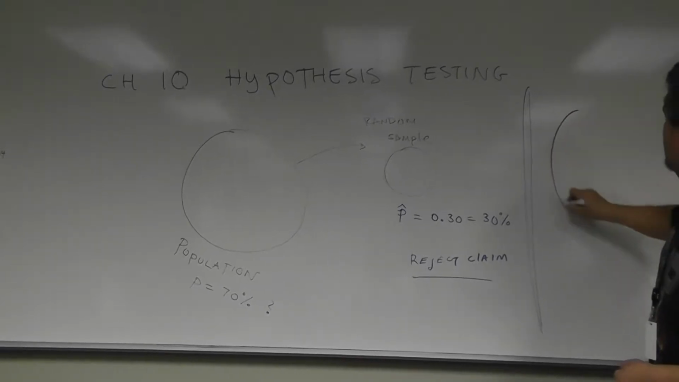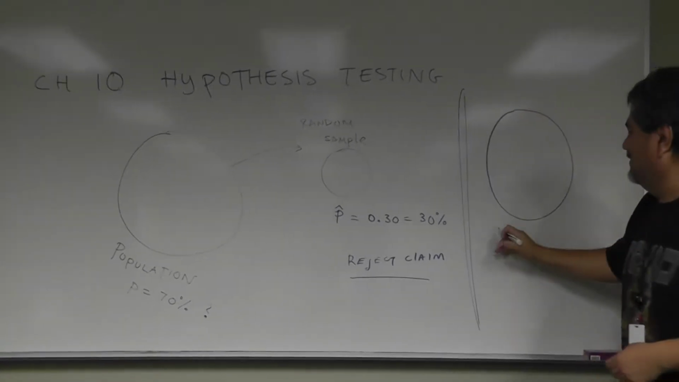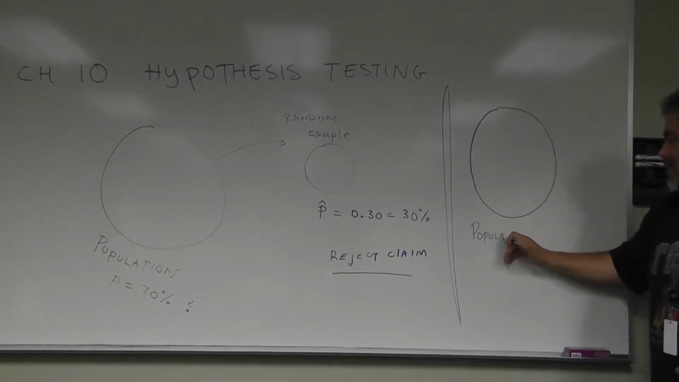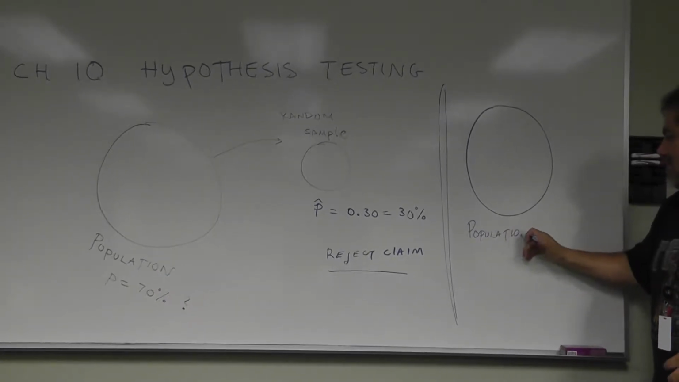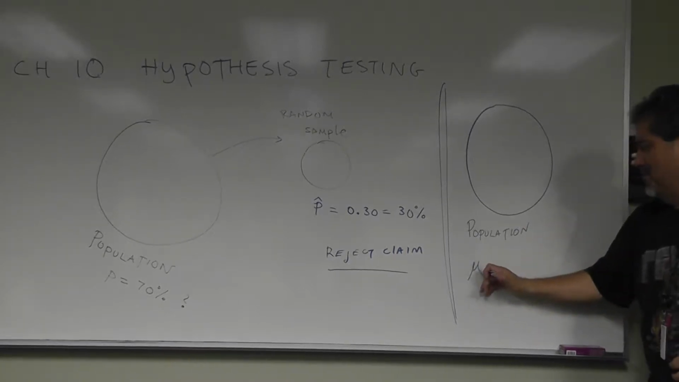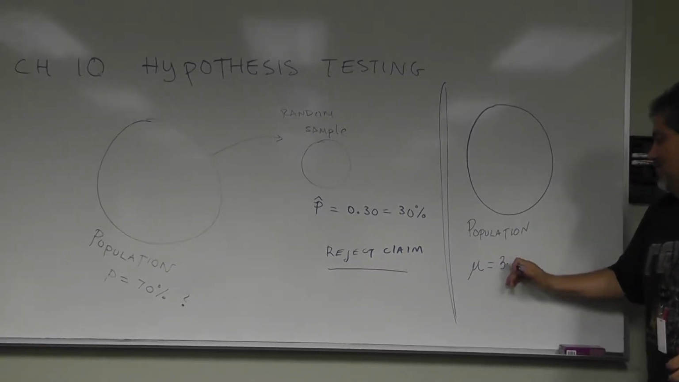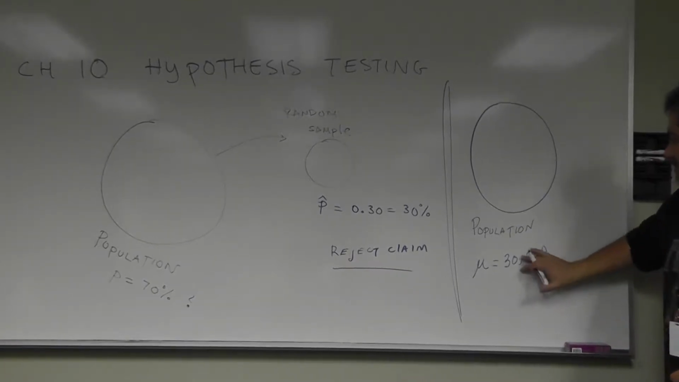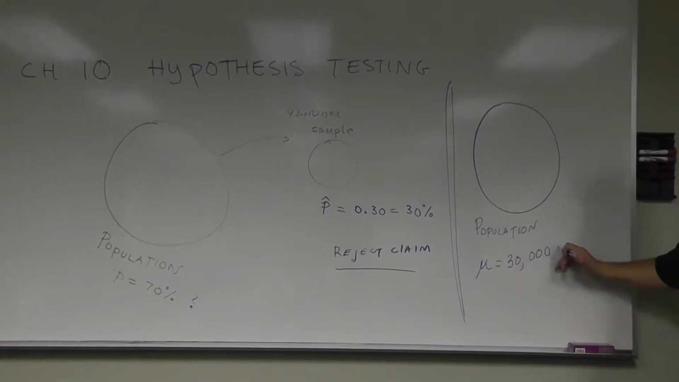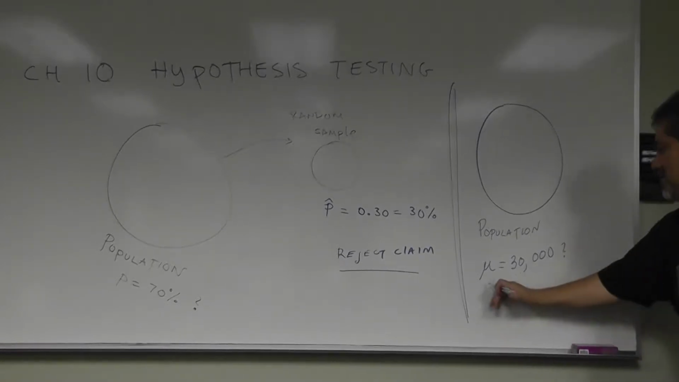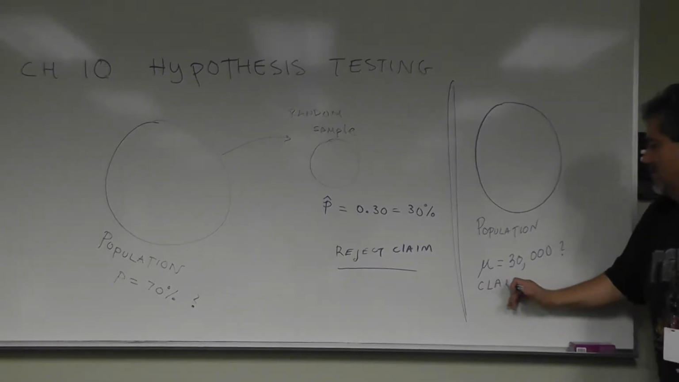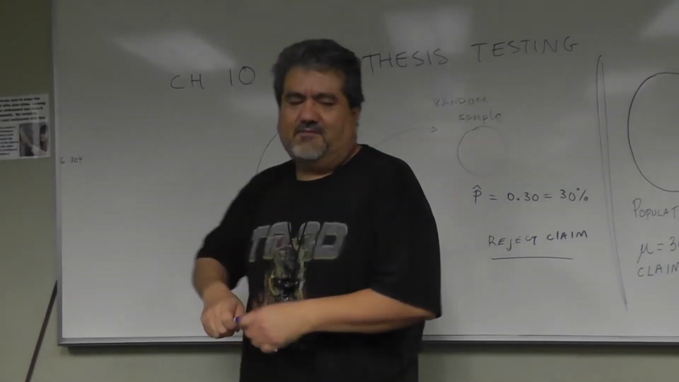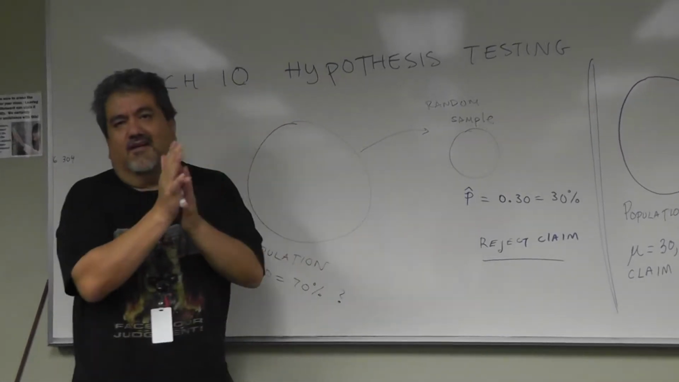So let's say this is a population, and somebody makes a claim about this population, right? So let's say that the claim is that the mean of the population is 30,000. Now this is just a claim, right? Let me emphasize, this is just a claim, or this is just a hypothesis. The problem is, how do you test the hypothesis?